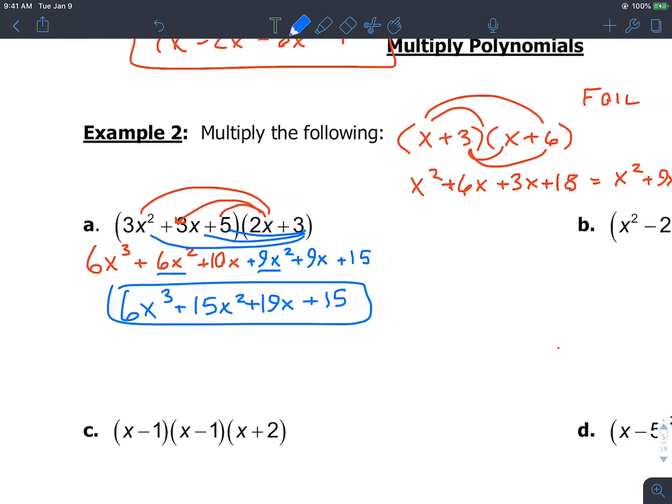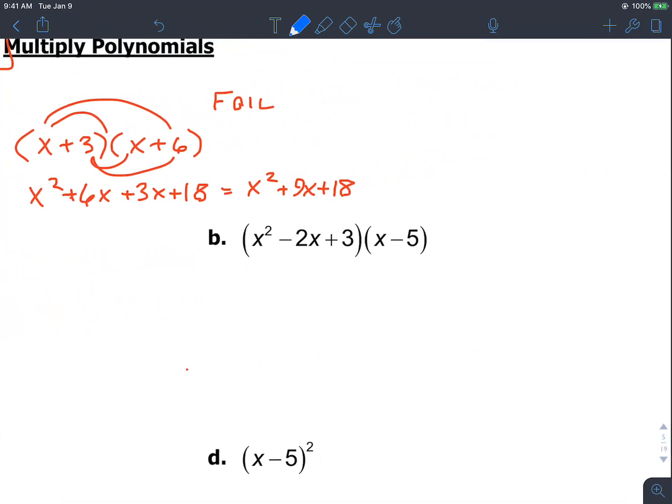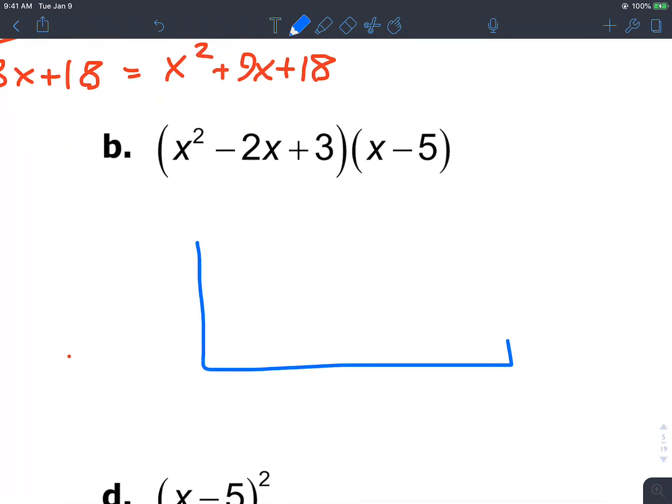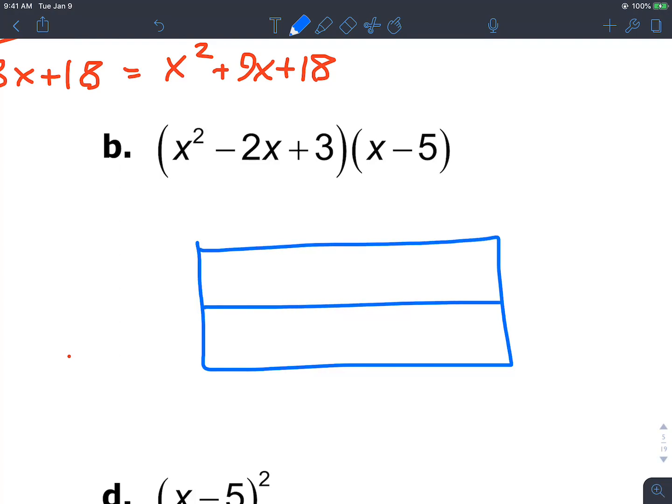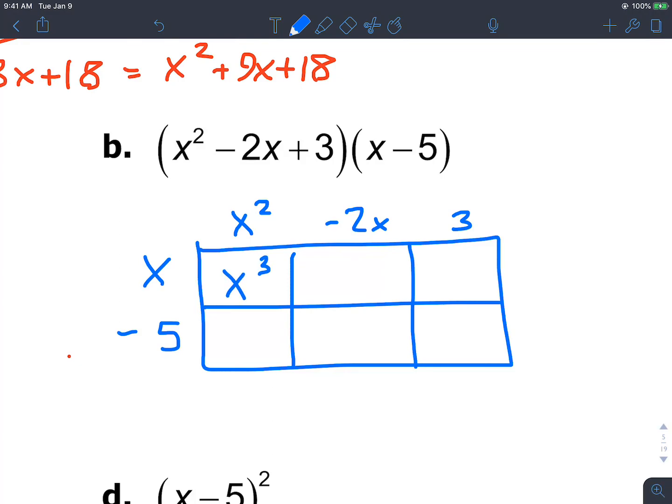Now, a different way that you can do the same type of problem, you can do the same thing that we just did there, but some people are visual and like to use this little box thing to help keep everything organized. So you can put your binomial over here on the left, put the x and then the -5 right there, and then I'm going to put the x squared, the -2x, and then the positive 3 up at the top. And then that'll get us x cubed, that'll get us -2x squared, and then 3x. And then multiply, you'll get -5x squared. Negative times a negative would be positive 10x, and then -15.